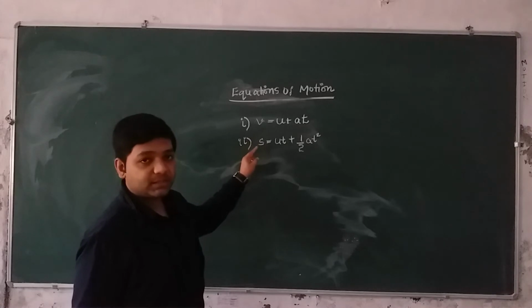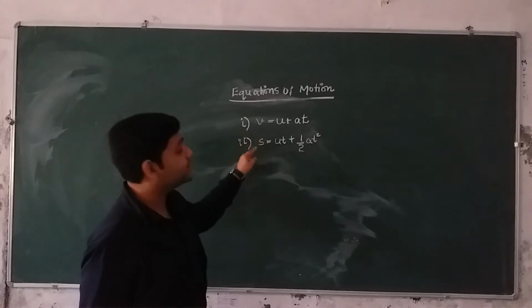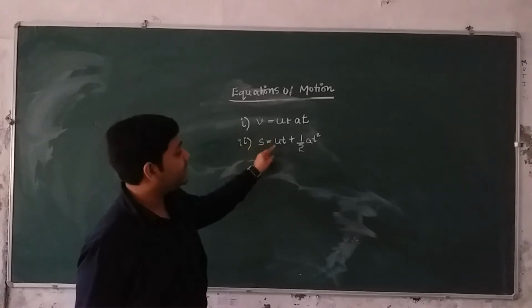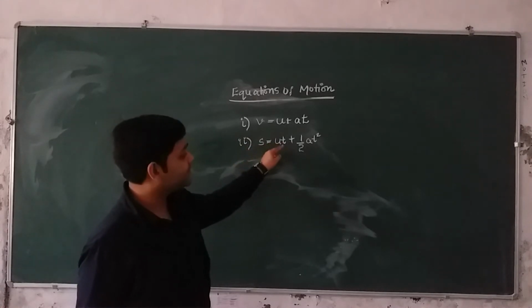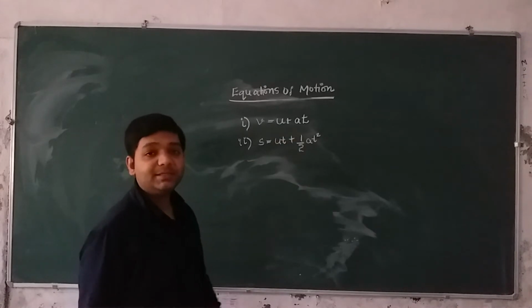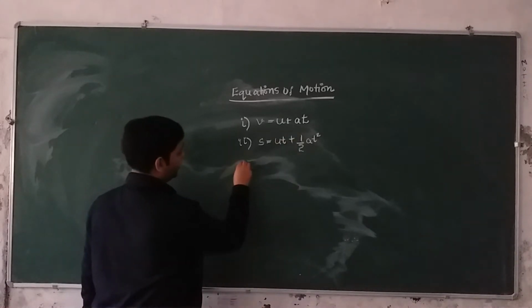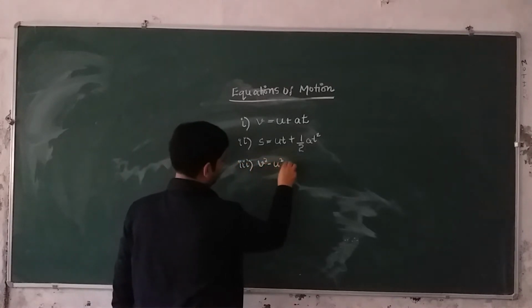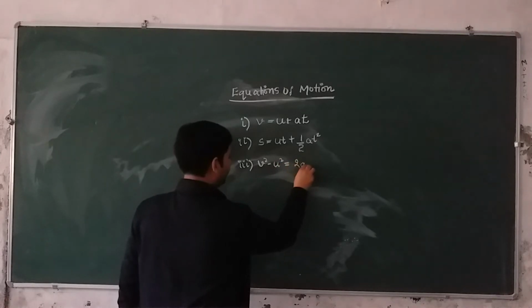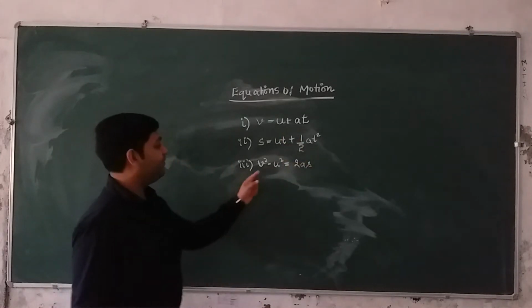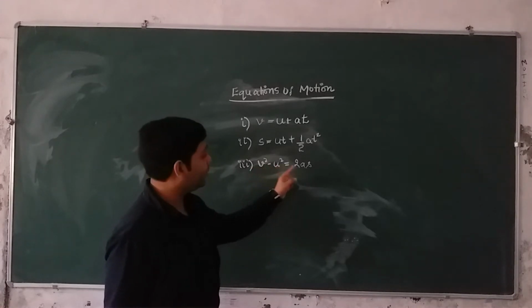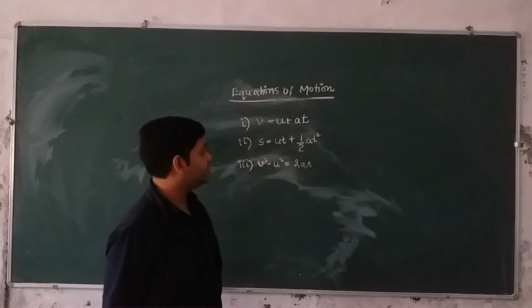Remember, this is not the distance covered by the body. In fact, this is the displacement covered by the body in time t. And u is the initial velocity of the body, t is the time taken by the body, and a is the acceleration of the body. The third one is v² − u² = 2as, where v is the final velocity of the body, u is the initial velocity of the body, and a is the acceleration of the body.